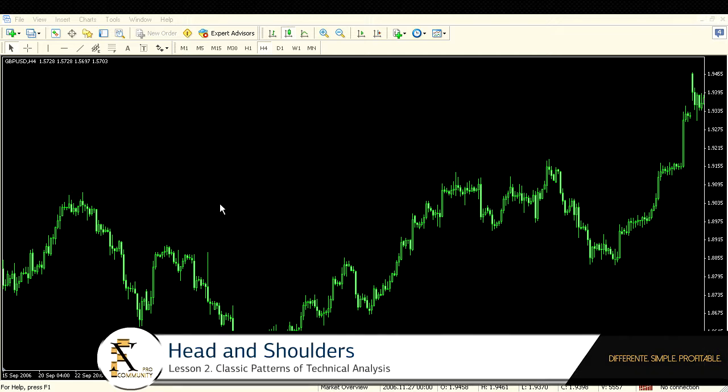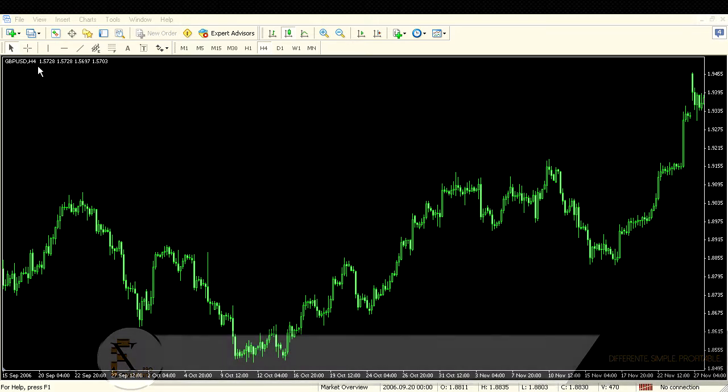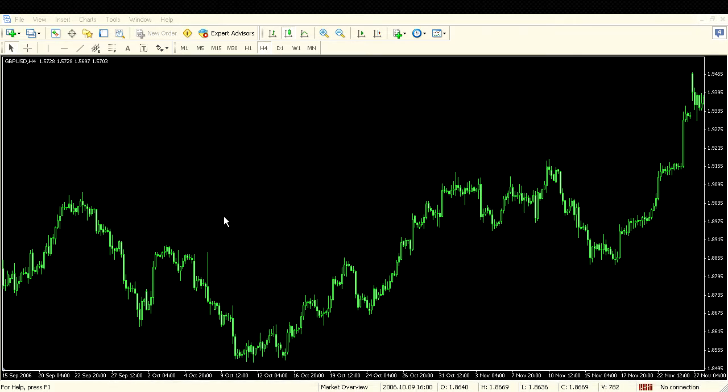Lesson 2. Classic patterns of technical analysis. The head and shoulders. Let's consider the reversal pattern of head and shoulders on the currency pair of British pound versus American dollar. How does this pattern get defined on charts? Let's examine it. Here is a left shoulder, a head, and a right shoulder.